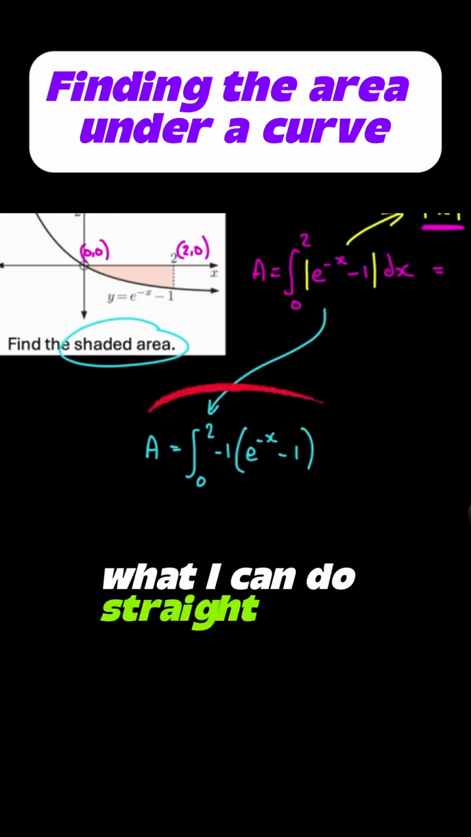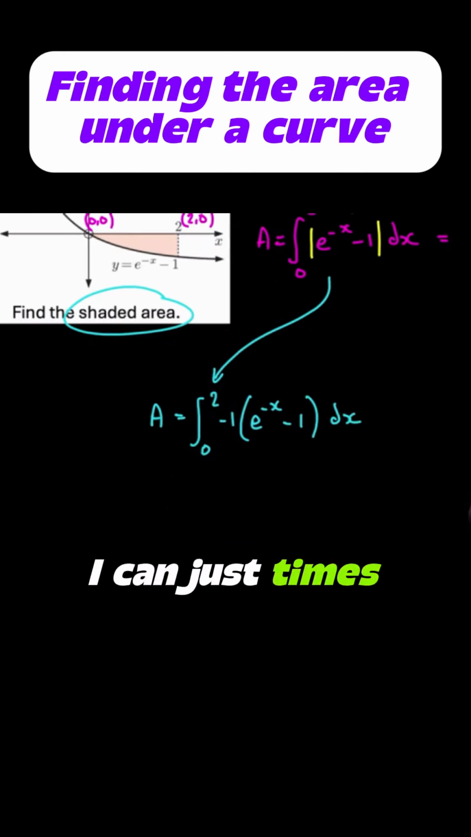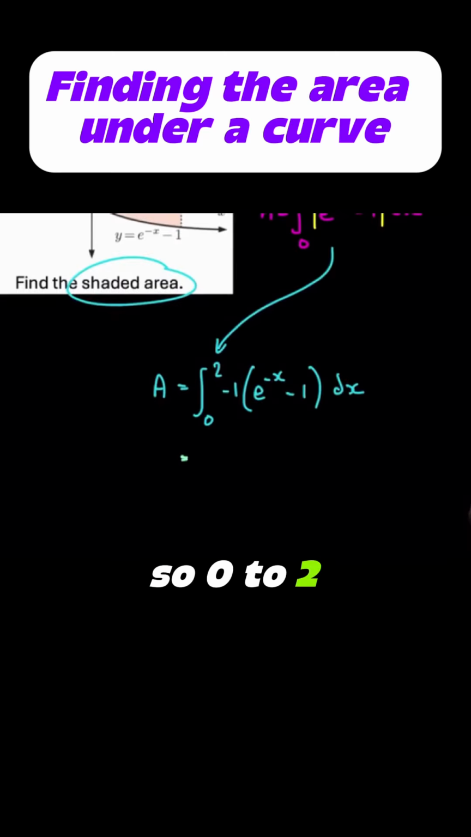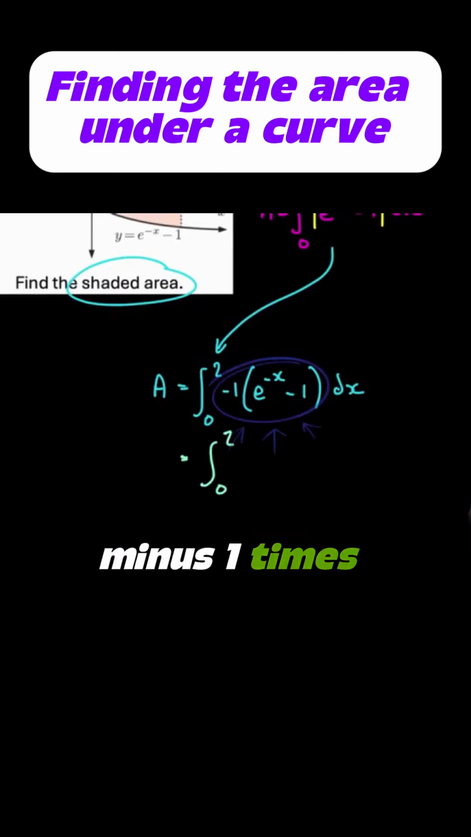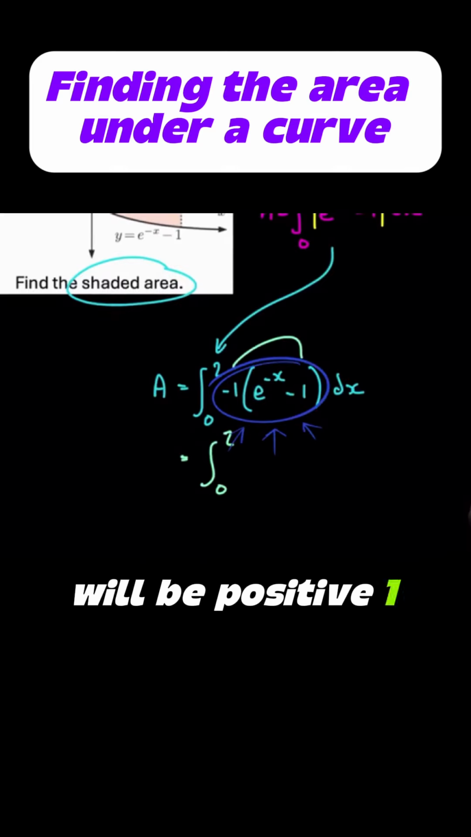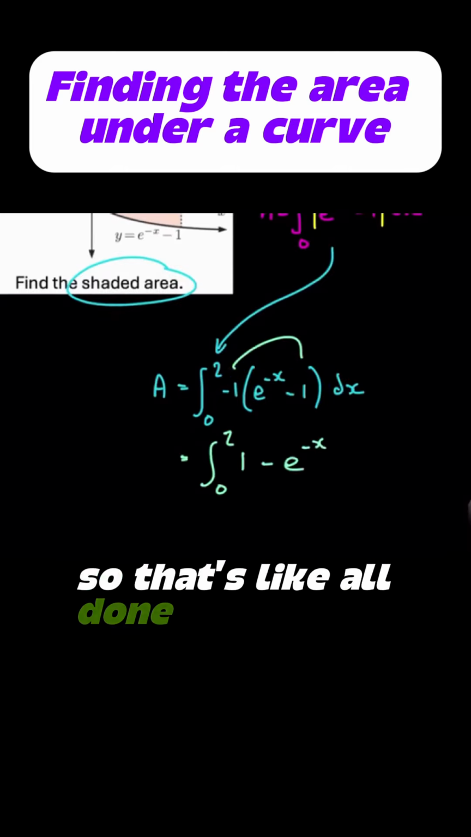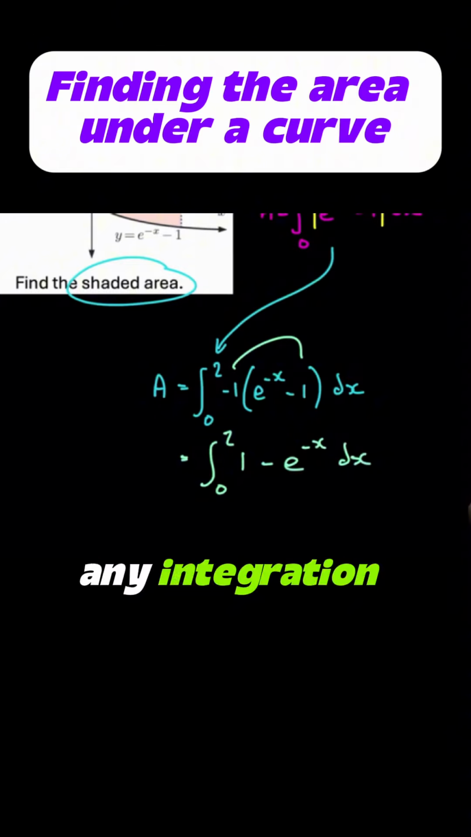Now what I can do straight away is multiply that out and tidy that up before I even start. So 0 to 2 of, now -1 times -1 will be +1 minus e to the minus x. So that's all done before I've even started doing any integration here.